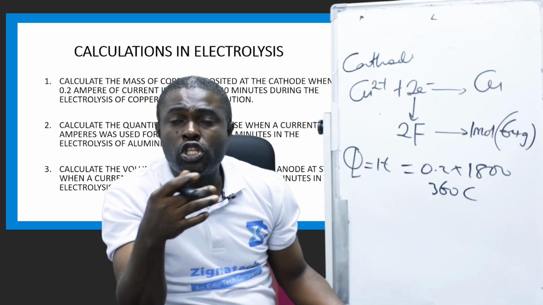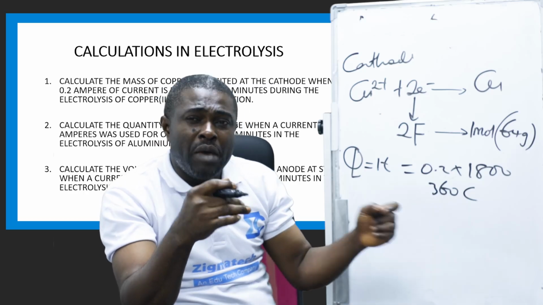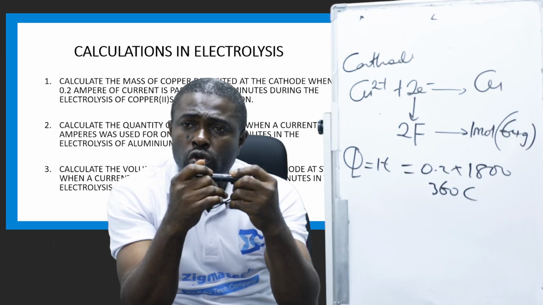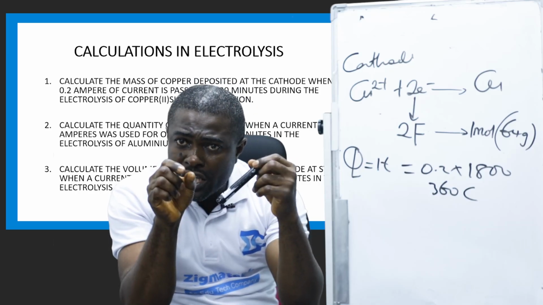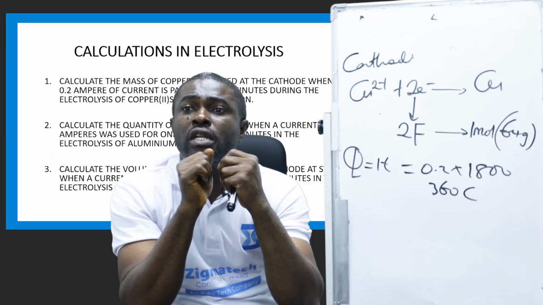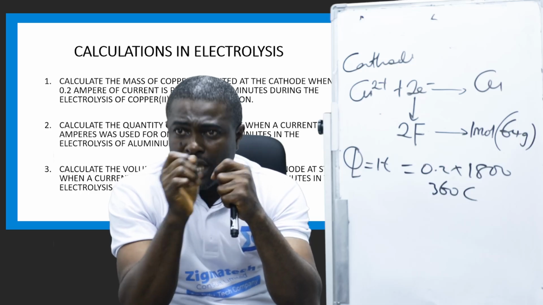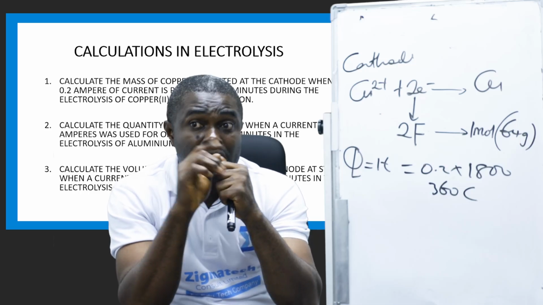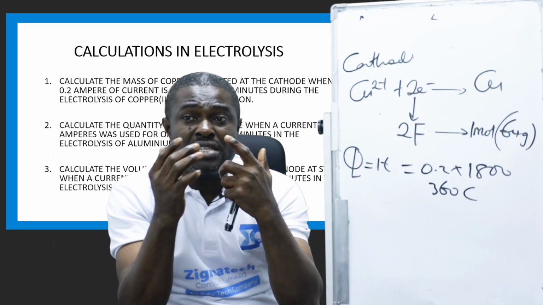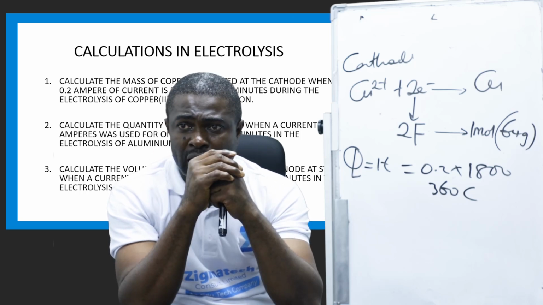On some occasions, they will give you the quantity directly. But if they don't give you the quantity, you calculate it. They will give you the current, and they will as well give you the time it takes. If the time is in hours, still convert it to seconds. If it is in seconds, go on to use it like that.